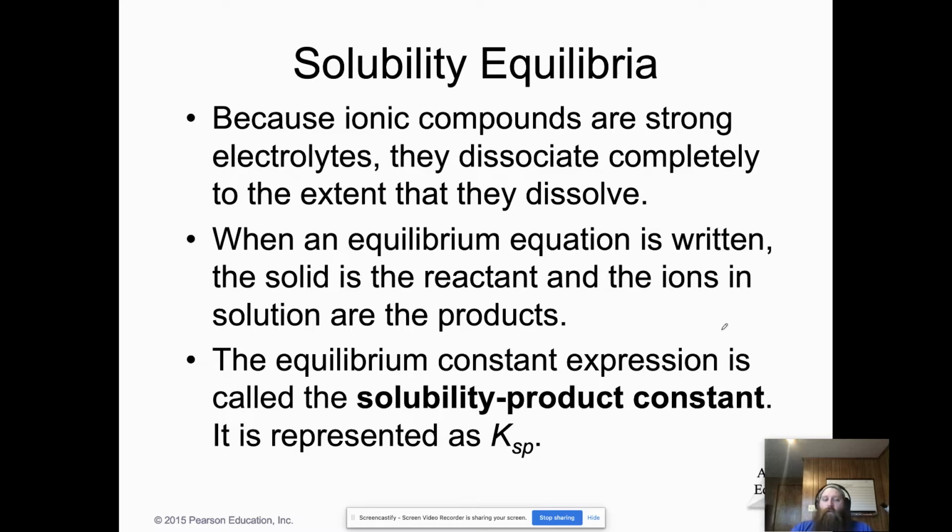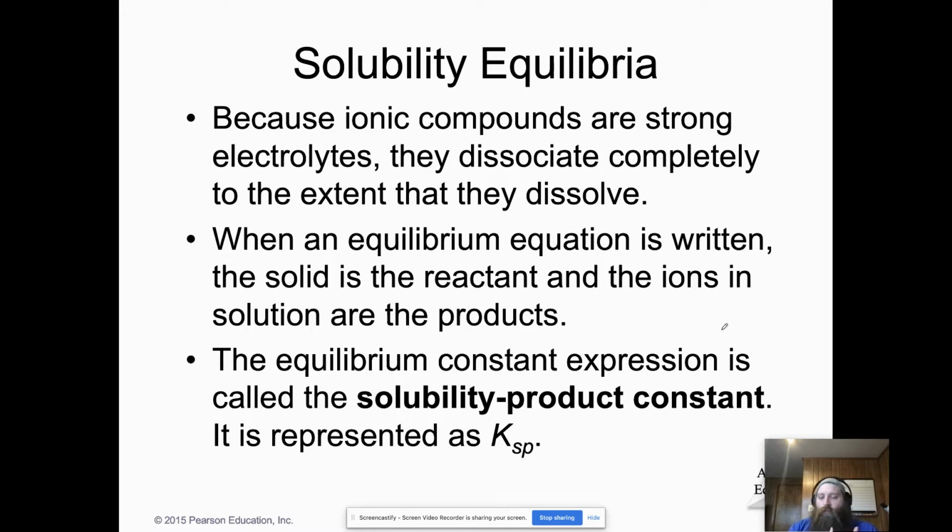So let's look at solubility. All right, let's switch gears a little bit and go to solubility. So ionic compounds are strong electrolytes, right? They dissolve completely, they dissociate completely, and that's what makes them a strong electrolyte. If you have an equilibrium equation, then the solid is the reactant, and the ions in the solution are going to be the product, right?